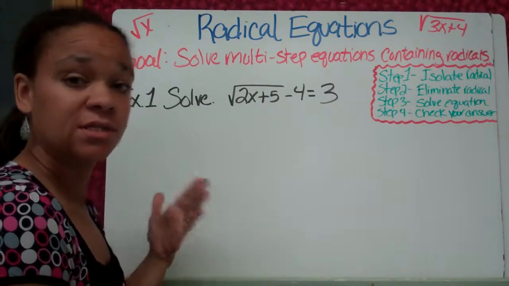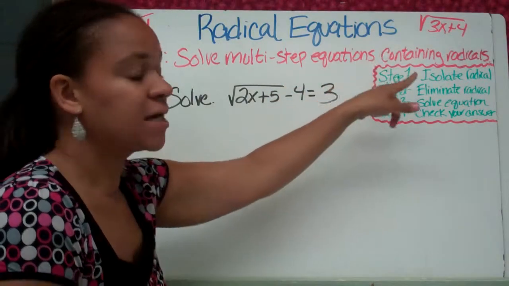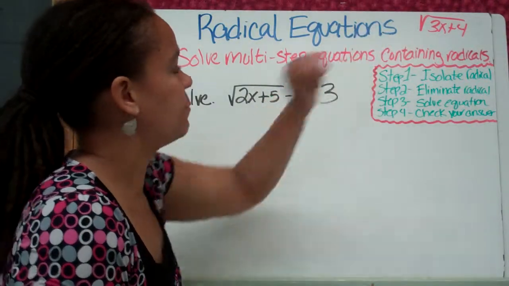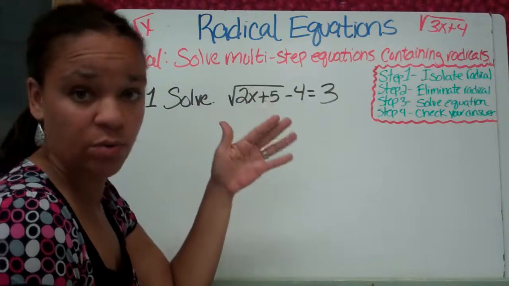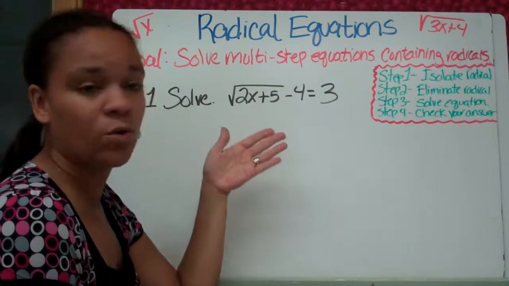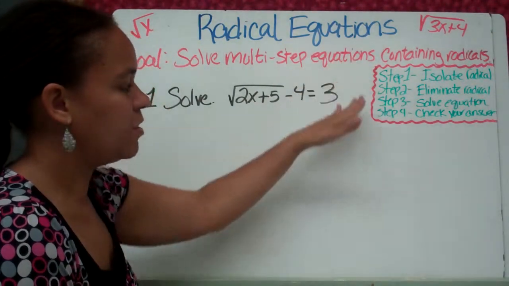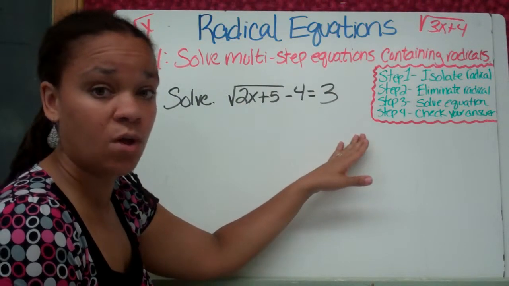Today we're going to actually solve radical equations. Our goal is to solve multi-step equations containing a radical sign. Here's an example of a radical sign, the square root sign. Same idea as solving multi-step equations, but these have radical signs, so they have a few extra steps in them. Here I've written the steps down for you, and you can follow along as we do the examples.